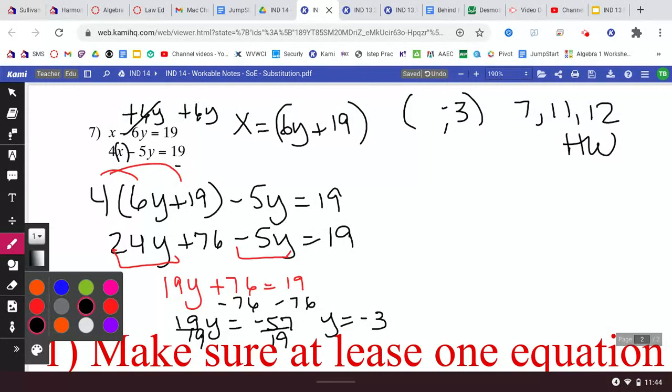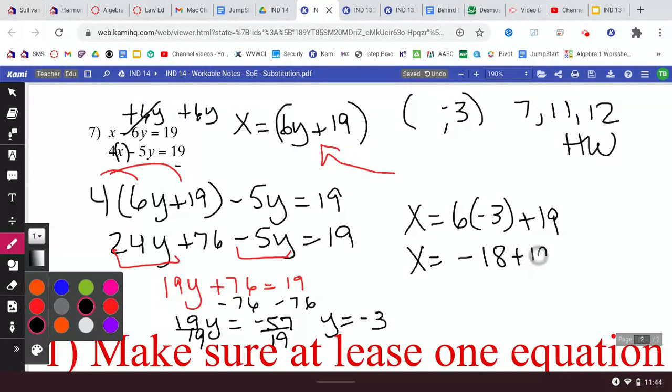It doesn't hurt anything. Now, what am I going to plug back in to find my x? I would use this one, my clue, right? I know that x equals 6 times y, and I now know that y is negative 3, plus 19. 6 times negative 3 is negative 18 plus 19, so x equals 1. So x equals 1. It's still the same process. It's just if it's easier to get that x by itself, do it that way and find your y first. Okay? It doesn't change anything.